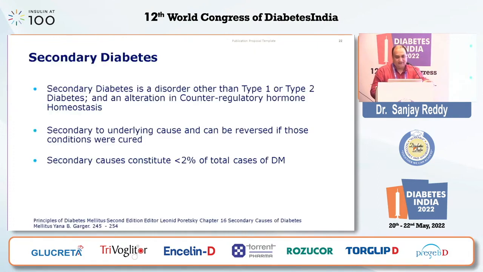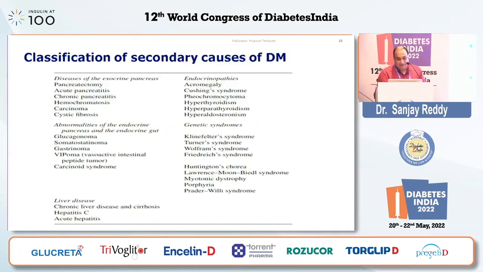Now, secondary diabetes is most of the diabetes apart from type 1 and type 2. Anything you think of, or any condition which leads to a hyperglycemic state, is secondary diabetes. So these are the causes. Then we have pancreatic causes. You have abnormalities of the endocrine pancreas and the endocrine gut. They are all the glucagonoma, somatostatinoma.